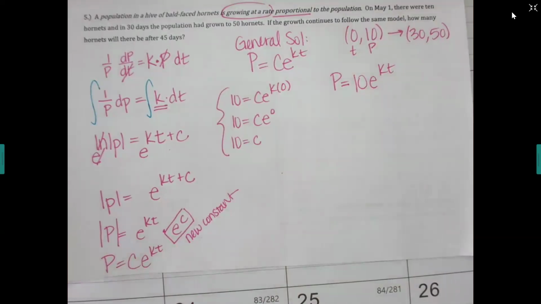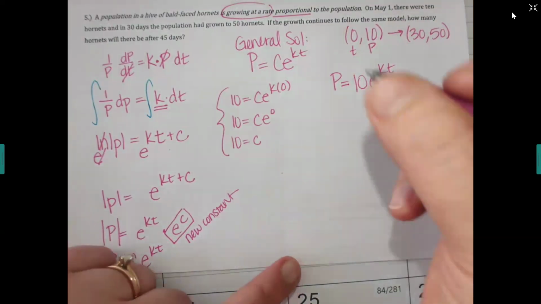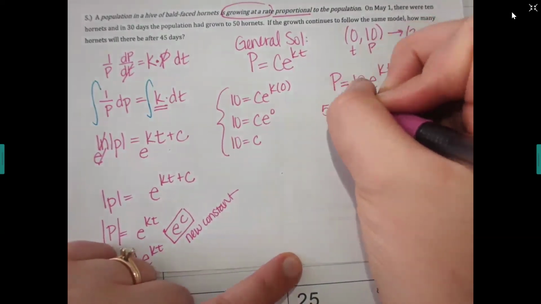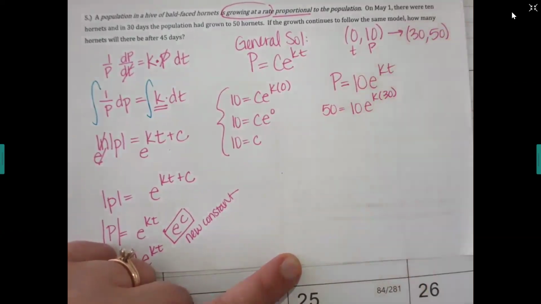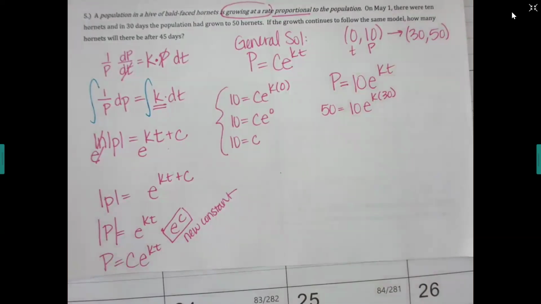What's our second ordered pair? 30, comma 50. So 50 is the size of the population when my time is 30. And then we're going to solve for K. This is why I had you pick up a calculator. Okay, what would I do first? I'm trying to solve for K.